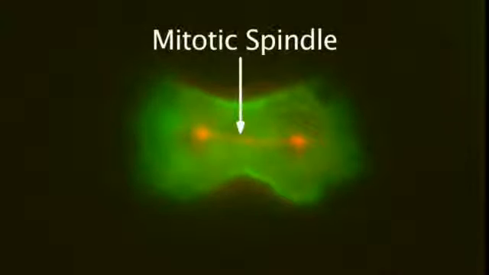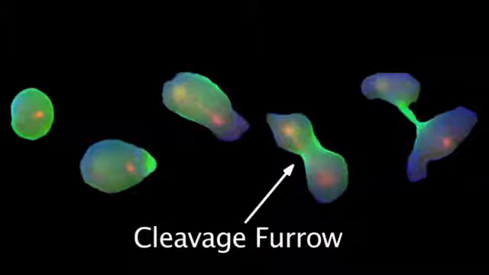The red structure is called the mitotic spindle and separates the genetic material into the two halves of the cell. The green signal is the protein myosin II, which is found throughout the skin of the cell and concentrates in the cleavage furrow, where the cell's skin squeezes together until the cell divides in two.